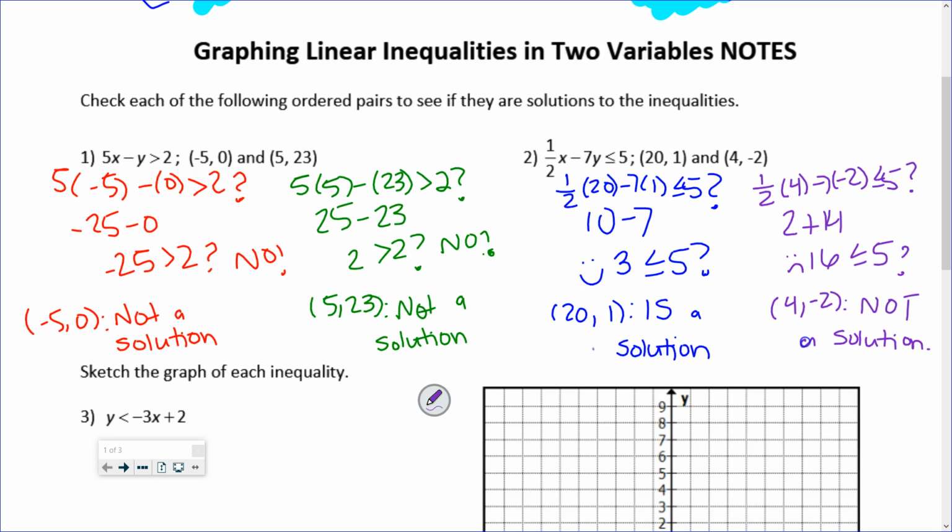Very good. Being on the line depends on if we can be equal to the line or not. So if we're on the line but the line is dotted, it is not a solution. If we're on the line but the line is solid, then it is a solution. So you gotta be careful with when it's on your line. Pay attention to what kind of line we're drawing.